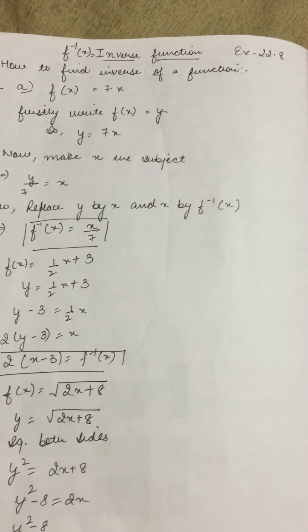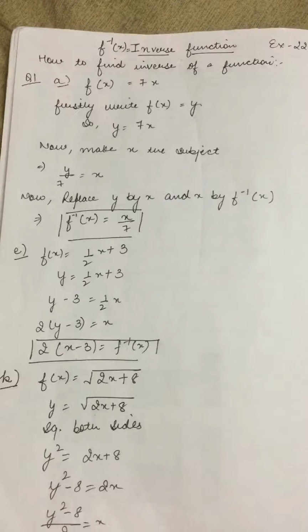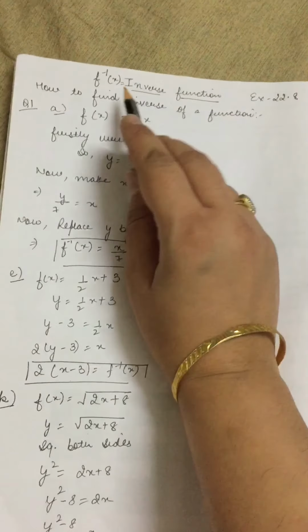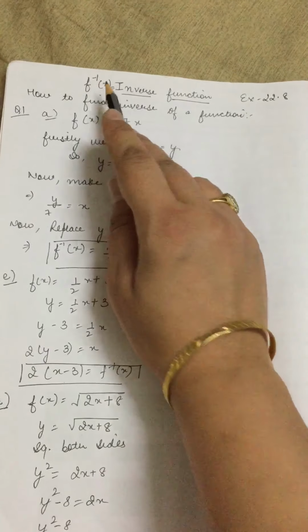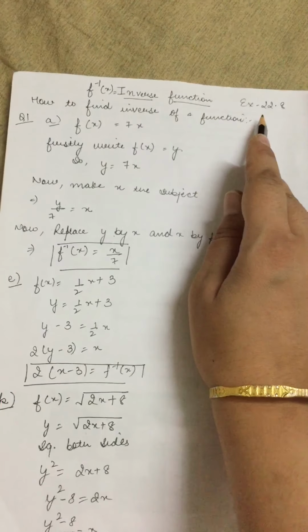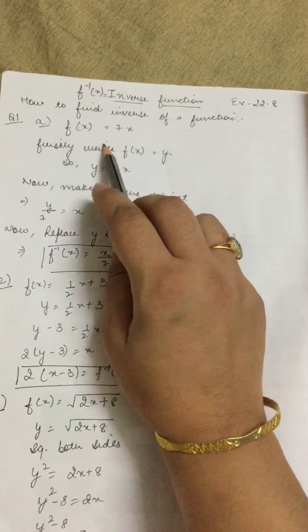Hello students, now we are going to start with the inverse function. The notation for inverse function is f raised to the power minus 1, which means f inverse of x. This is exercise 22.8 from your book. How to find the inverse of a function?